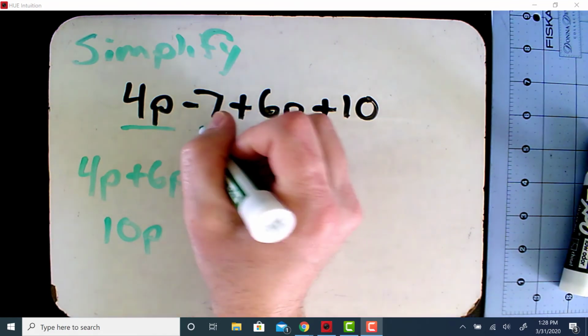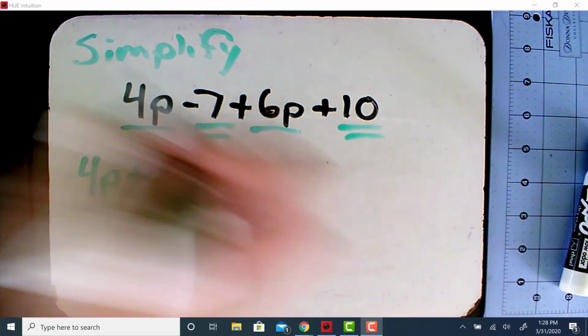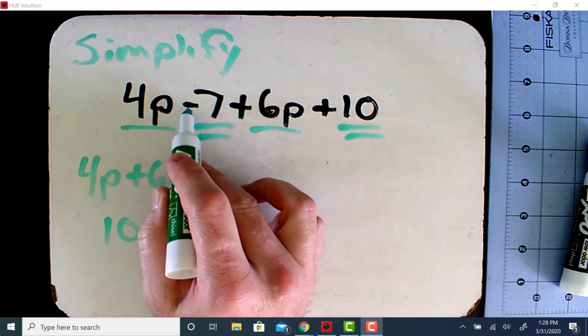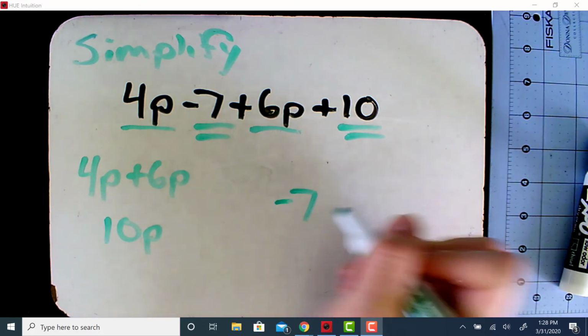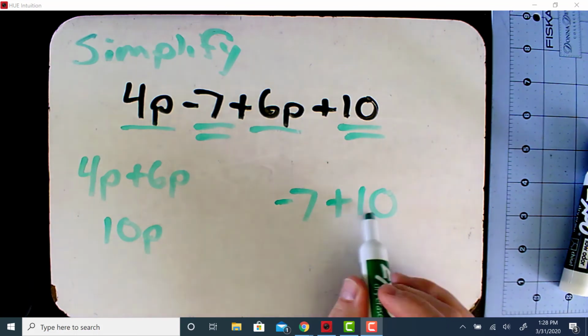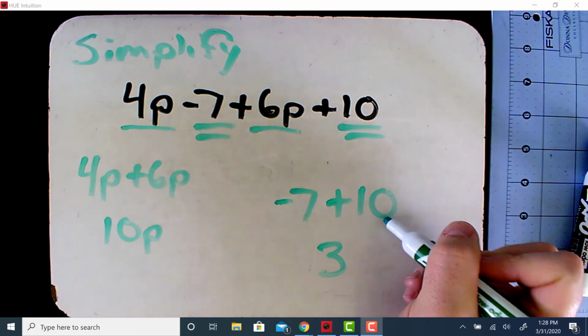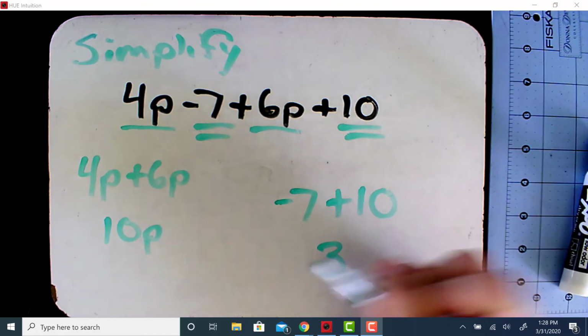And I've also got another set of like terms. I've got a negative 7, because I think of that minus sign like a negative sign. So negative 7, and I've got a plus 10. Well, let's see, signs don't match, so I'll subtract them. 10 minus 7 is 3. Take the sign of my bigger number, that's a positive 3.